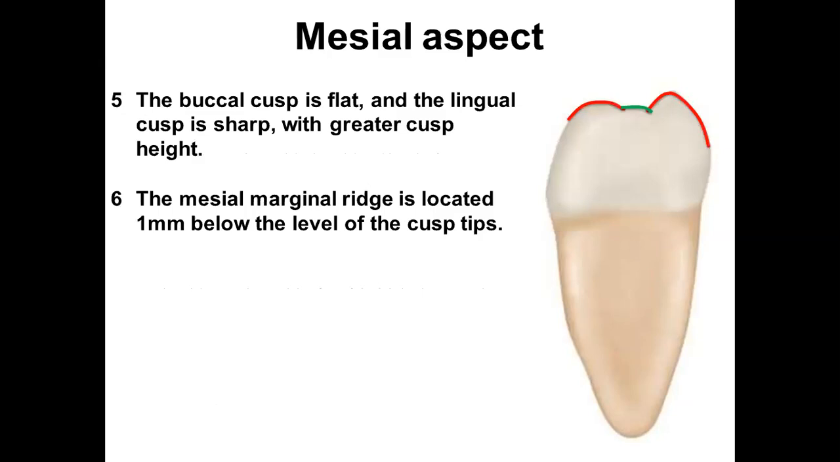When you see the mesial aspect, the buccal cusp is flat, as we have already discussed, that the mesiobuccal and distobuccal cusp are flat occlusally, whereas the lingual cusps are sharp and pointed. Also, mesial marginal ridge is located 1 mm below the level of the cusp tips. So whenever you make carvings for mandibular first molar, you have to keep in mind that the mesial marginal ridges are slightly lower than the level of the cusp tips. They are 1 mm below the cuspal tips.